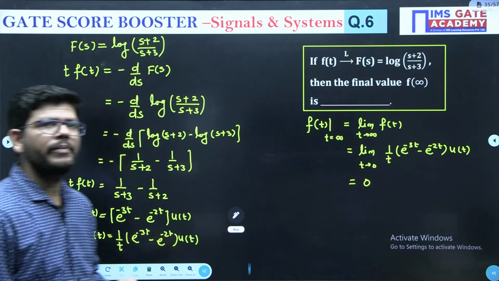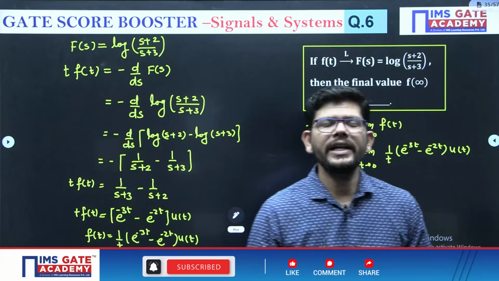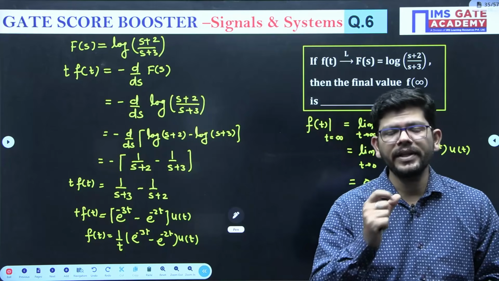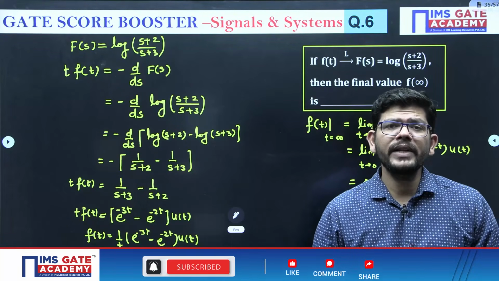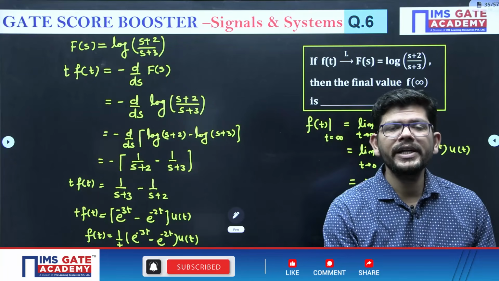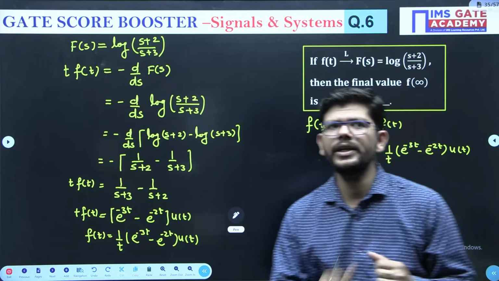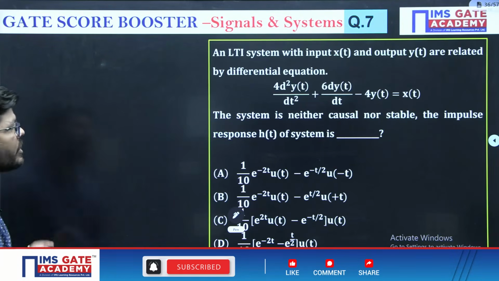So what you have to remember, whenever log is present, to get rid of the log we have to differentiate. Log is present in frequency domain, so differentiation has to be done in frequency domain. Now, when do we differentiate in frequency domain? When there is multiplication of time in time domain. Like that, you can recall the property and you can apply it. Correct. So this is how we will solve this question.